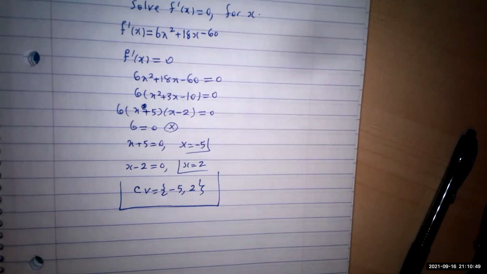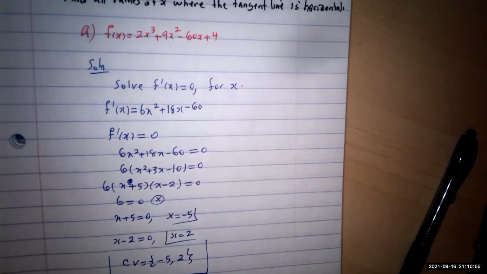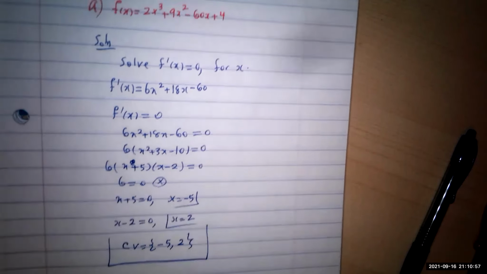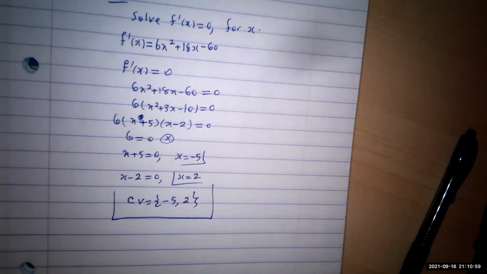So again, it is a straightforward problem. You must know the idea that you have to solve f prime of x equal to 0 and then do the factoring. The other parts are easy. You can do it yourself. Any question?